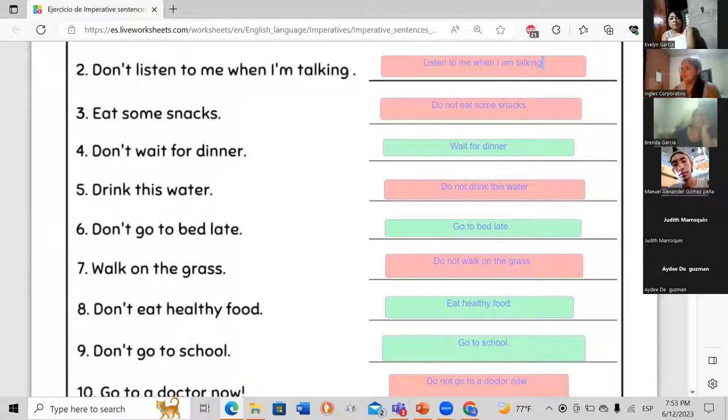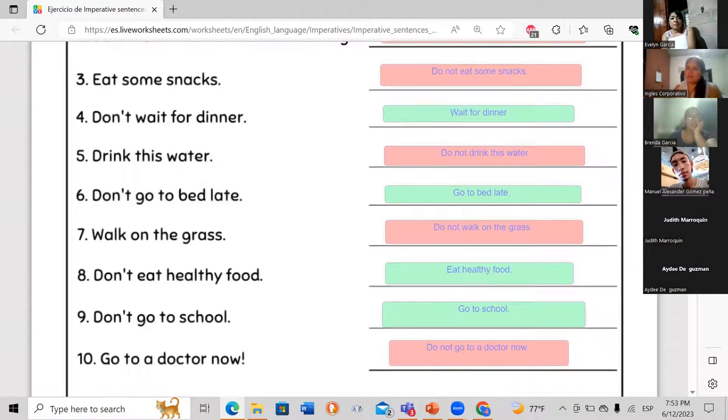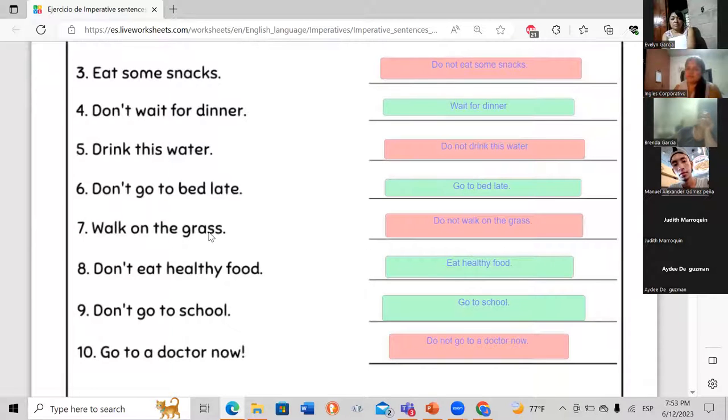Questions? Sí. En la 7, donde dice walk on the grass. ¿Qué es grass? Grass. Grama. Ah, grama. Camino sobre la grama. Yes, walk on the grass, camina sobre la grama. But if it says don't walk on the grass, okay? Don't walk on the grass. Means that no camine sobre la grama. Okay.